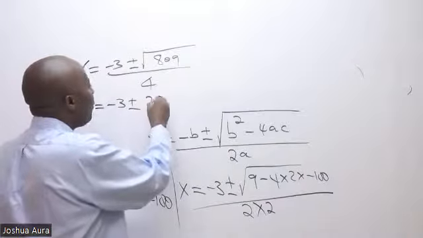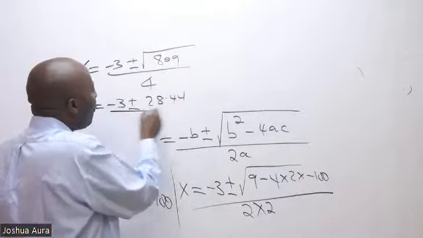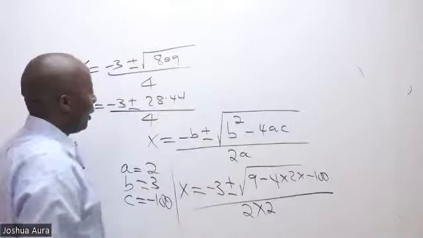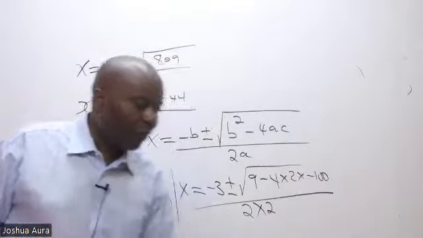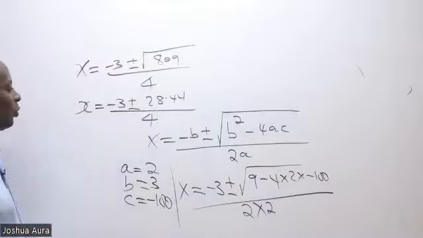28.44. So we have here 28.44, everything to be divided by 4.